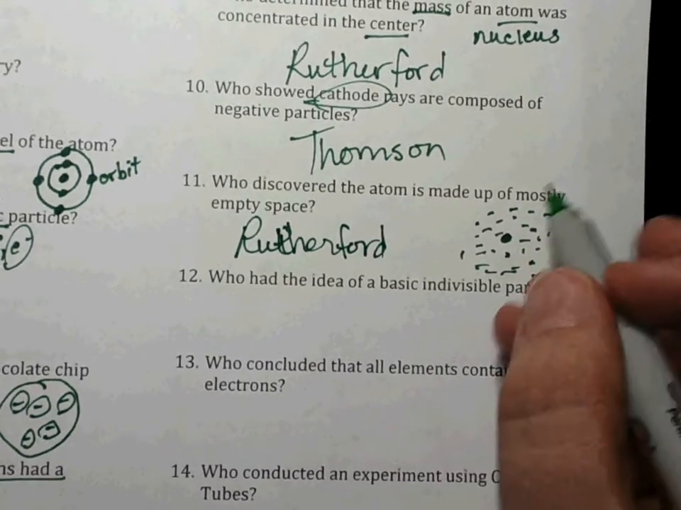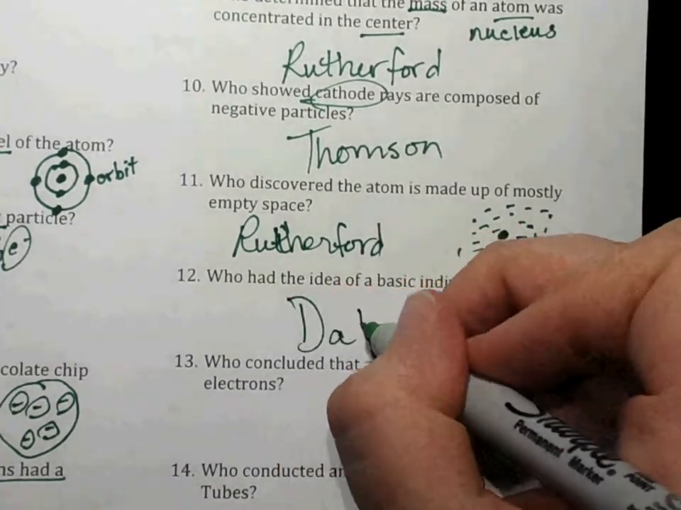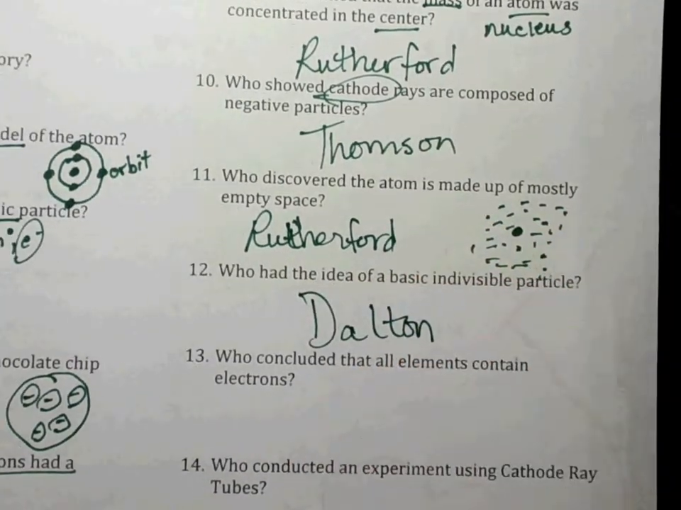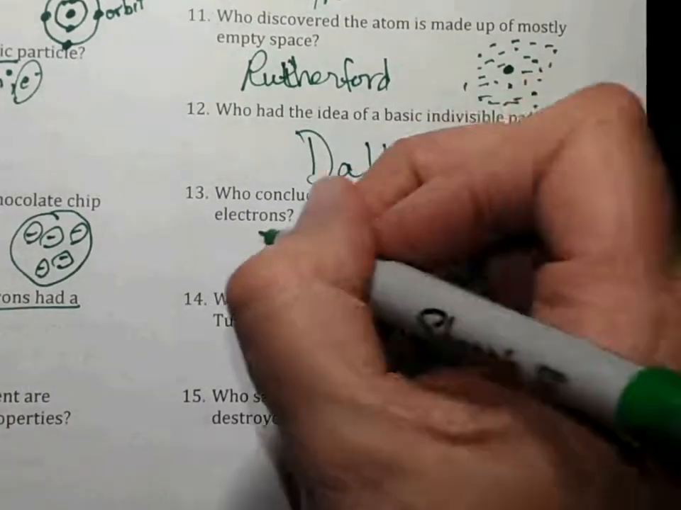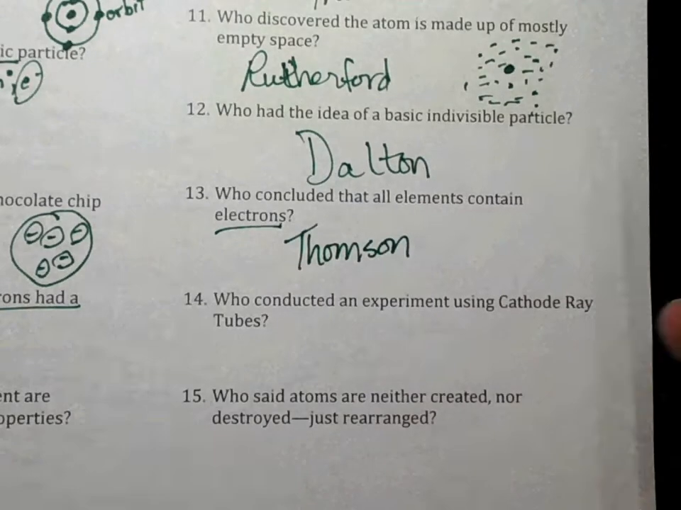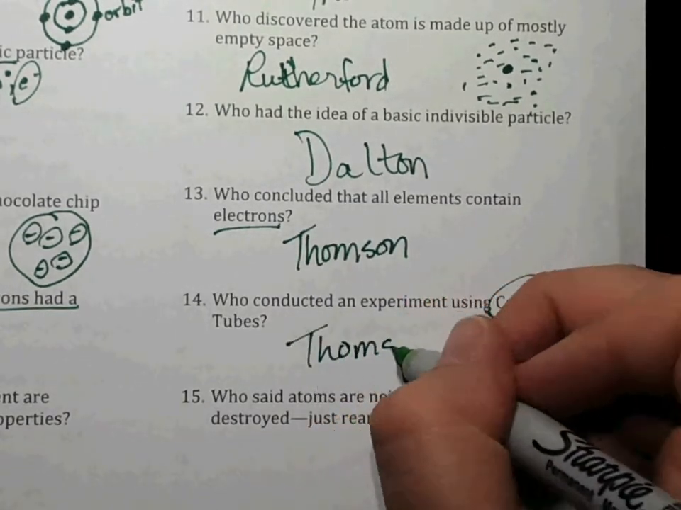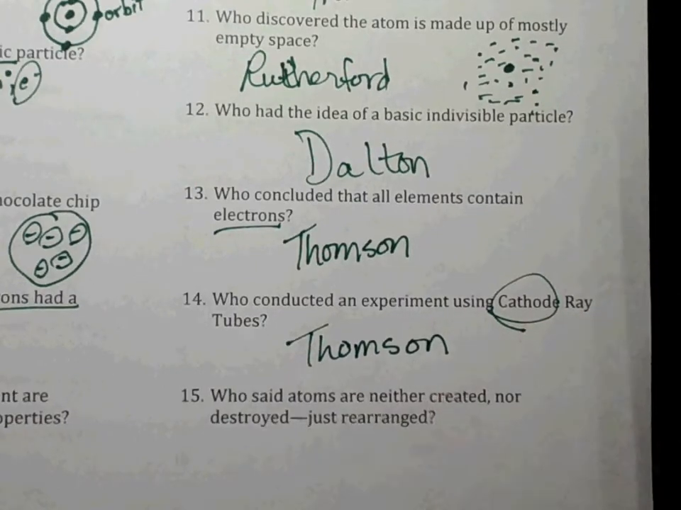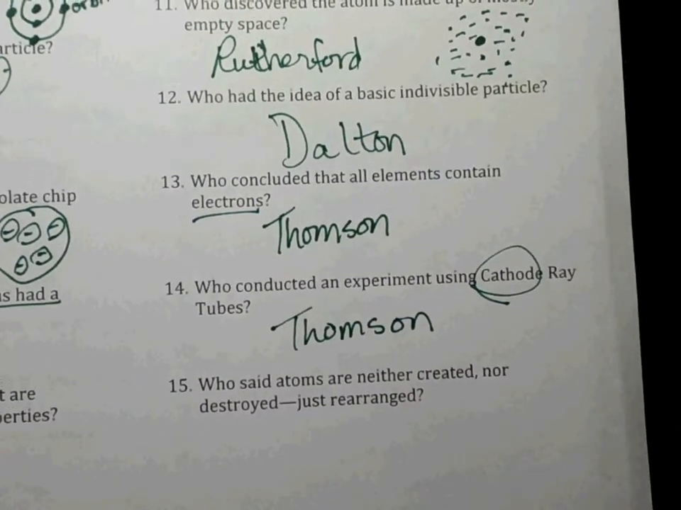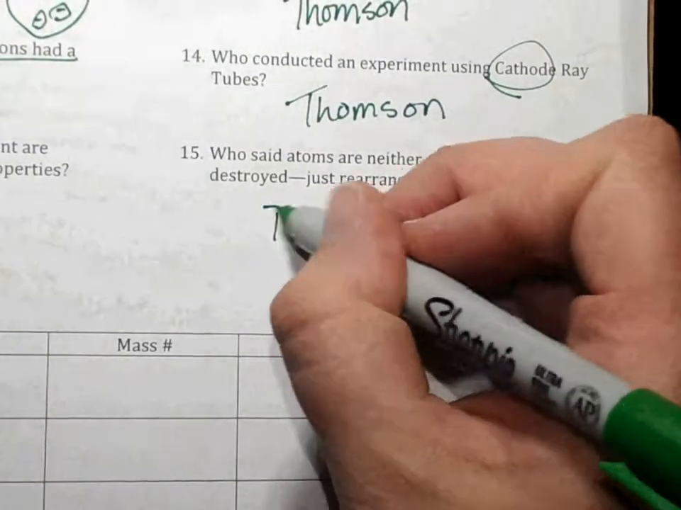Who had the idea of a basic indivisible particle? This again does not match any of our other dudes, so this is our leftover boy, Dalton. Who concluded all elements contain electrons? That's our buzzword for Thomson. Who did an experiment with cathode ray tubes? That's another buzzword for Thomson. And number 15, who said atoms are neither created nor destroyed, just rearranged? That's our leftover boy, Dalton.